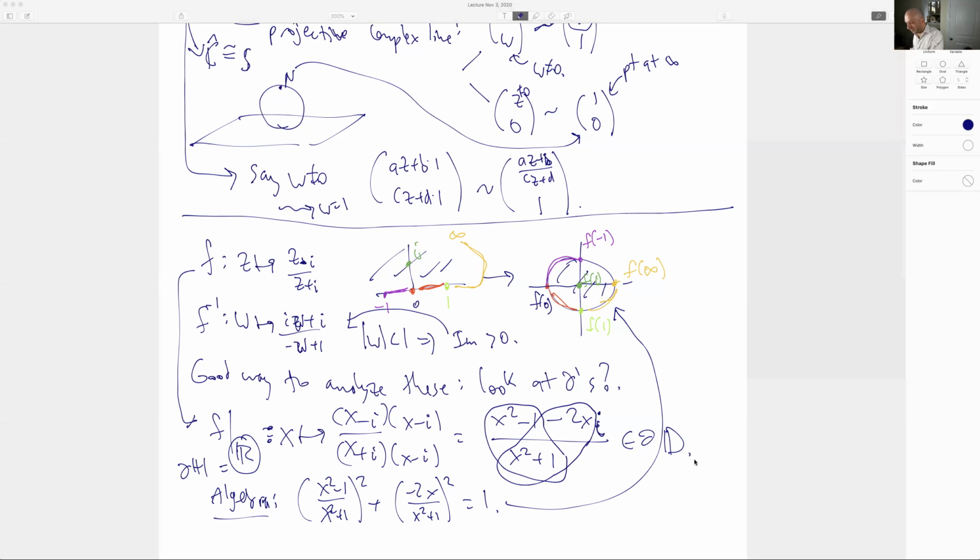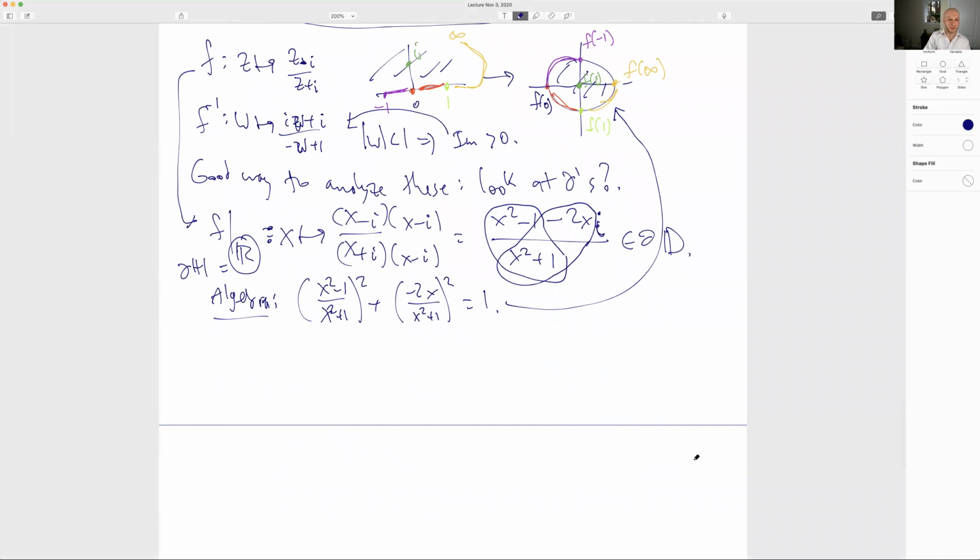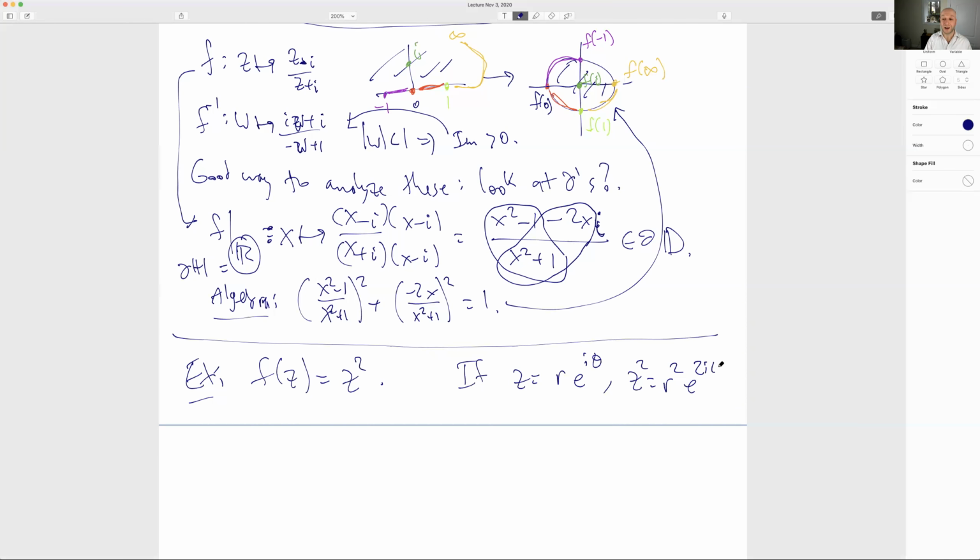Do we have time? We can do one more, maybe. Well, you asked about x squared, so let's look at z squared. Let's look at one last example. f of z equals z squared. So here we have to be careful. If we write z as r e to the i theta, z squared is r squared e to the 2i theta. So let's say theta is between 0 and pi, so that 2 theta is between 0 and 2 pi.